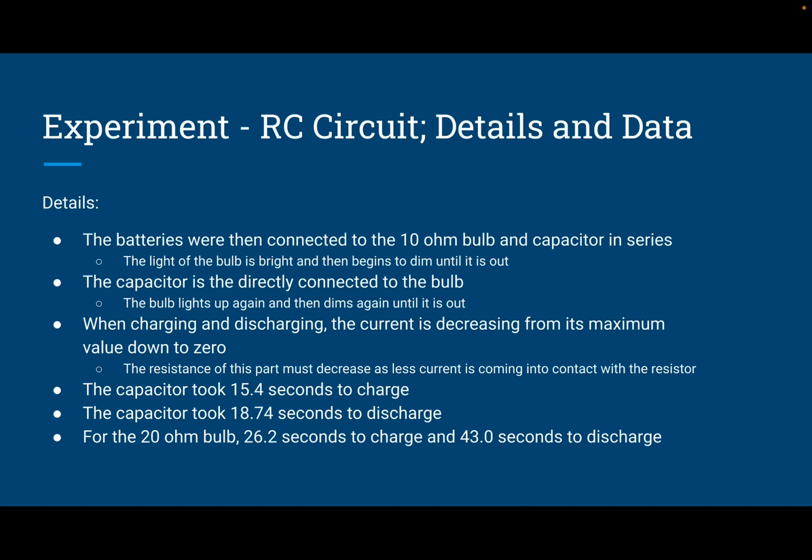When charging and discharging, the current is decreasing from its maximum value to 0. The resistance of this part must decrease as less current is coming into contact with the resistor. It took 15.4 seconds to charge the capacitor and 18.74 seconds to discharge with the 10 ohm bulb. For the 20, it was 26.2 to charge and 43 to discharge.